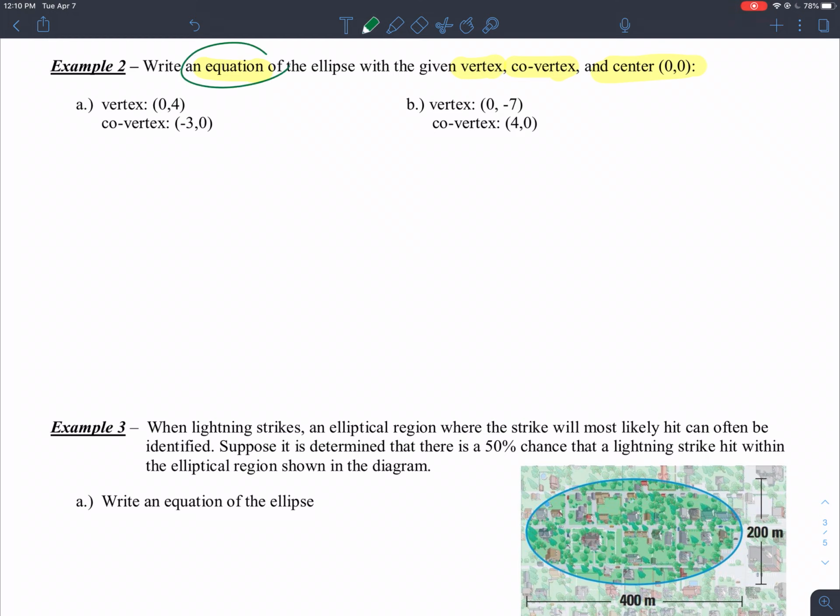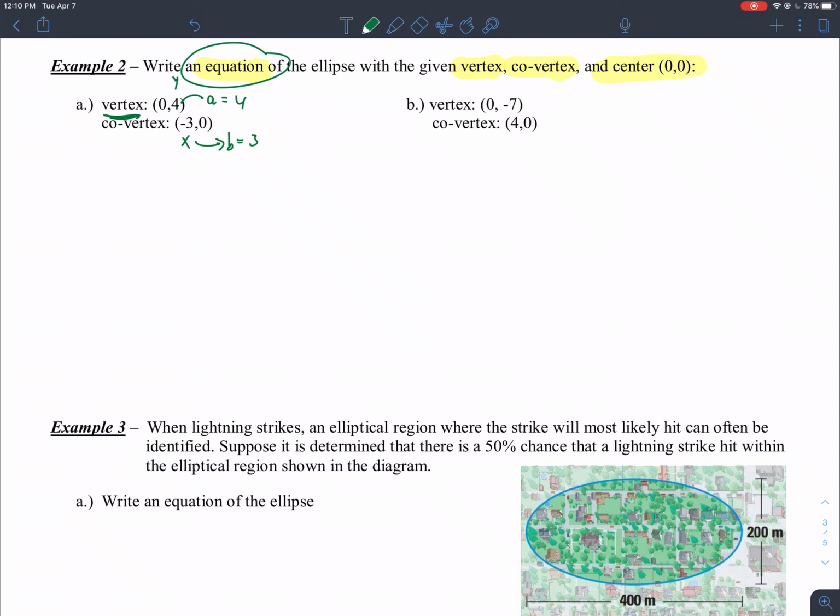Okay, and so what you see is the vertex is a y coordinate, and so that tells me that A is 4. Vertex goes with A, co-vertex goes with B, always. Okay, and so that tells me that this is an x coordinate, and that tells me that B is 3. Okay, I'm 3 away from the center. -3 is the coordinate, but the distance is 3.